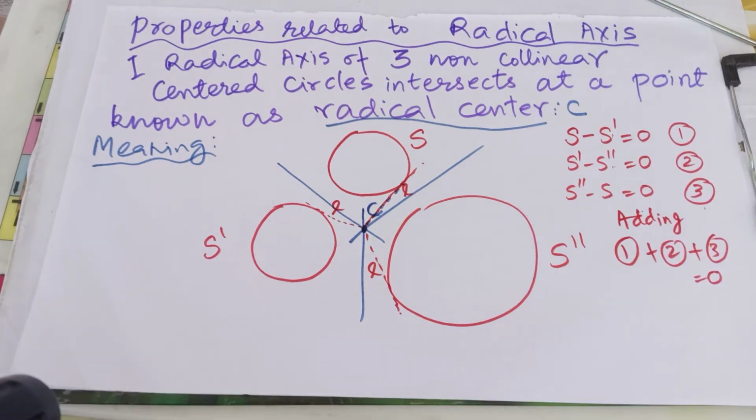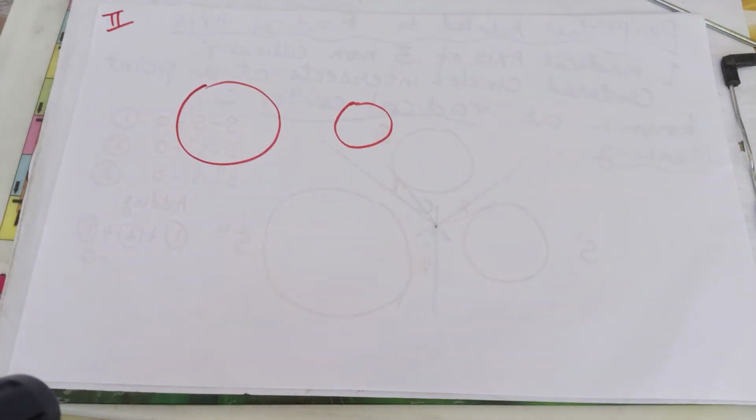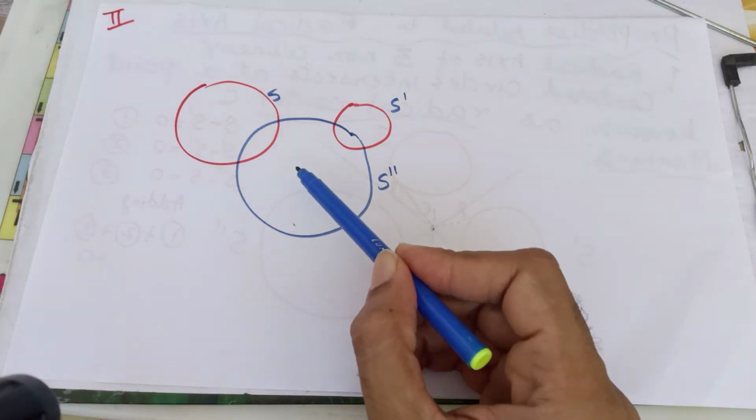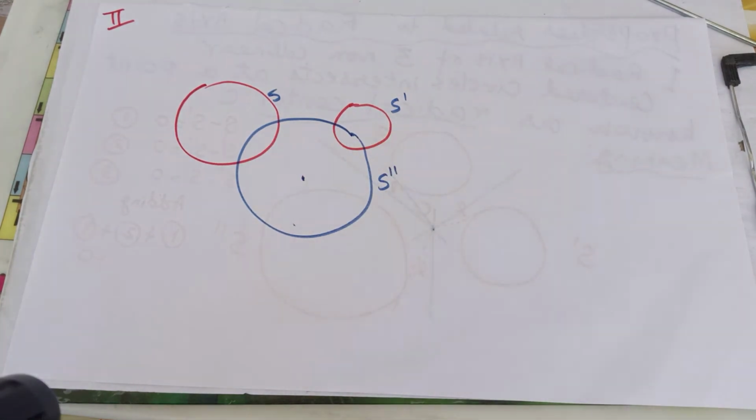Now let's see another property. Before stating the property, let me ask you a question. If 2 circles are given and if another circle intersects the 2 given circles like this, let's say the given circles are S, S dash, this circle intersects the 2 circles orthogonally, then this property says what? Regarding the center of this circle S double dash, which cuts these 2 circles orthogonally.